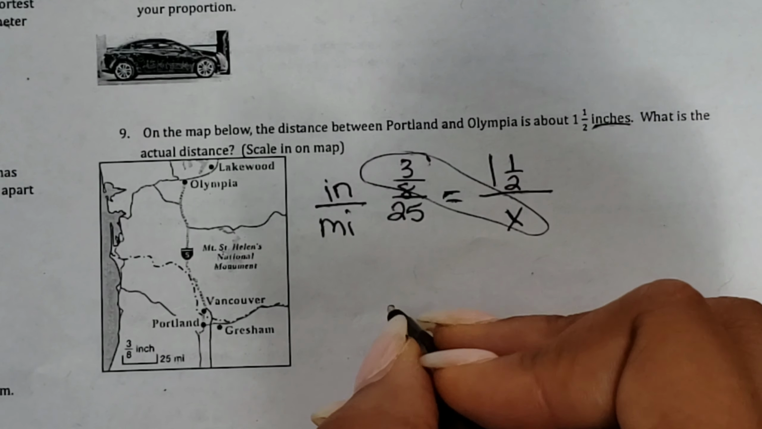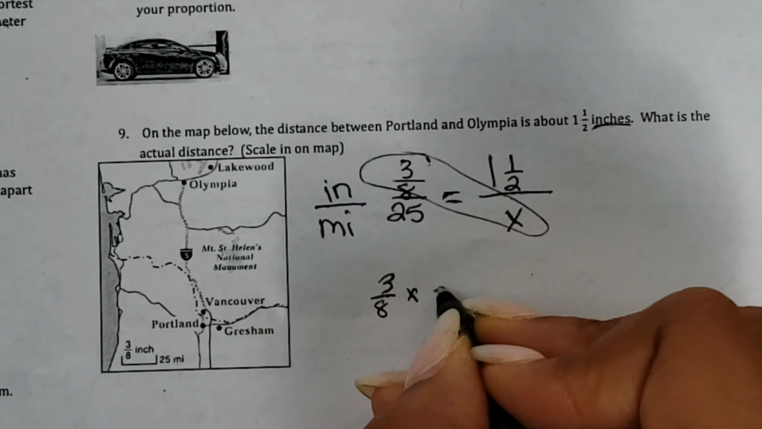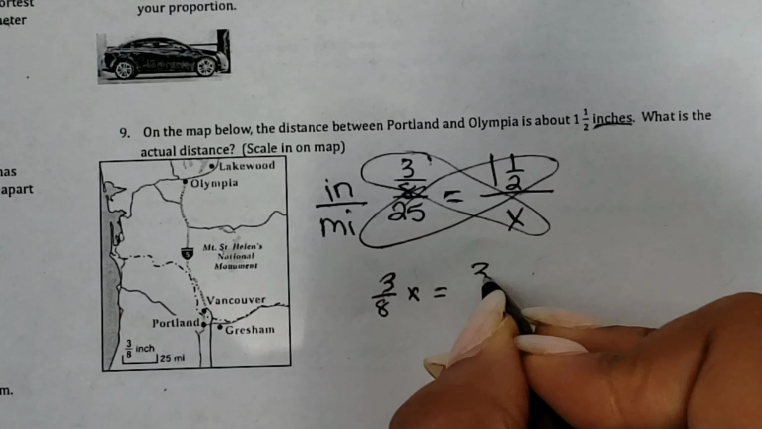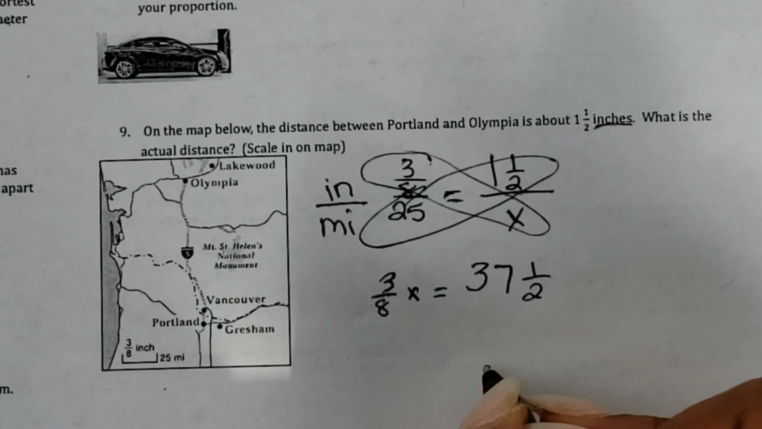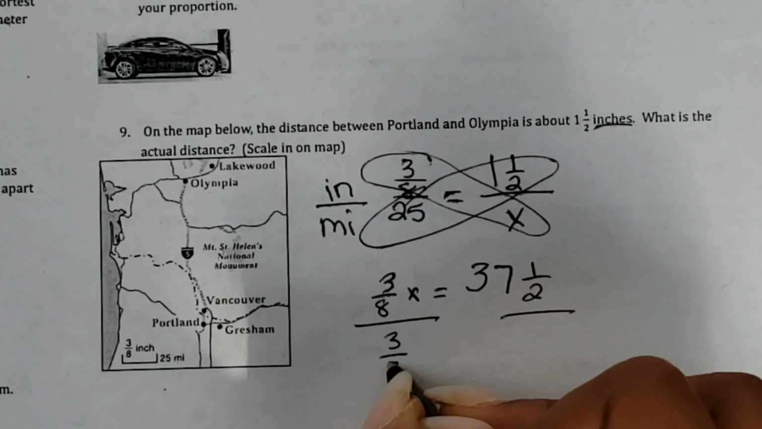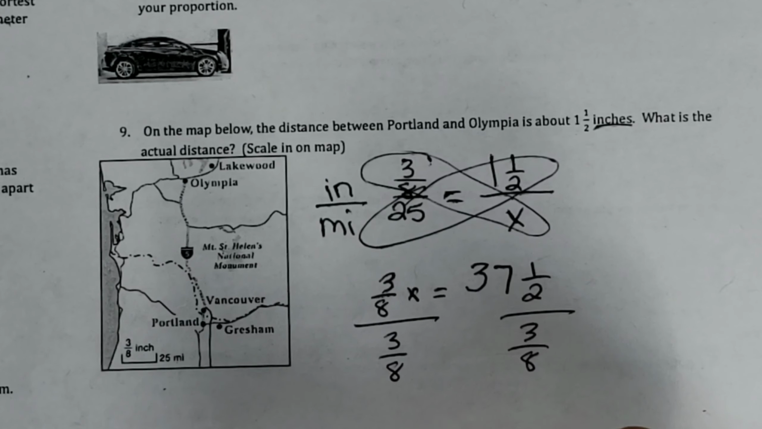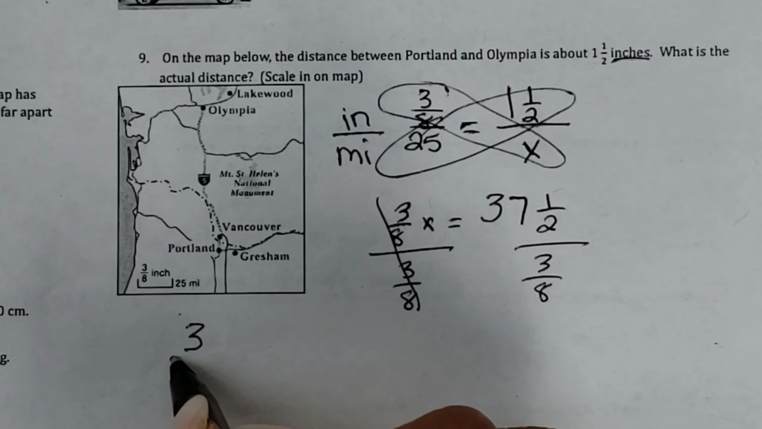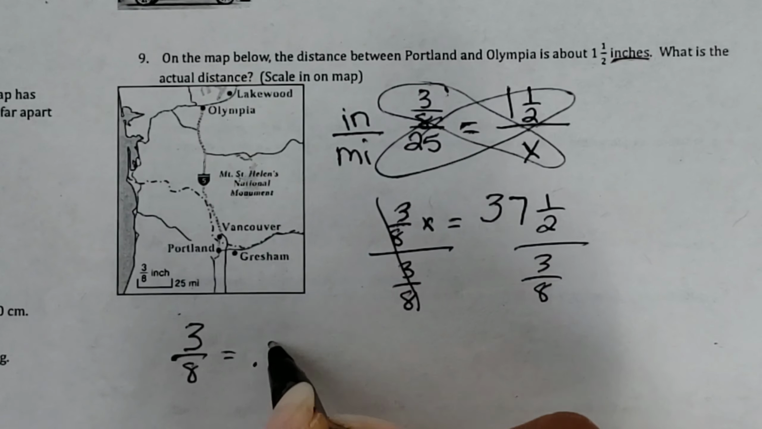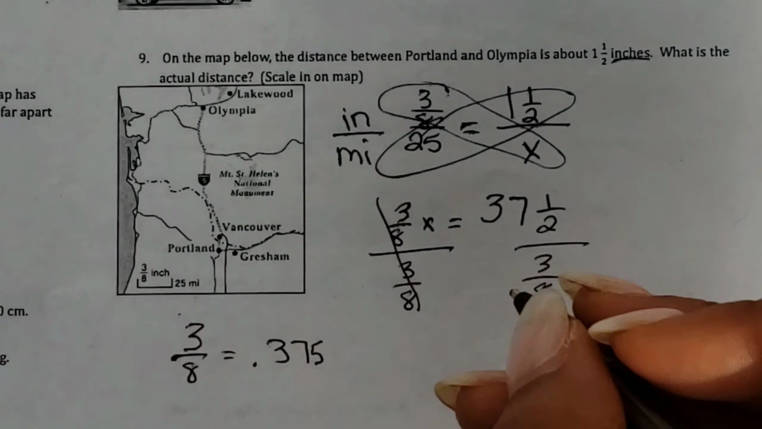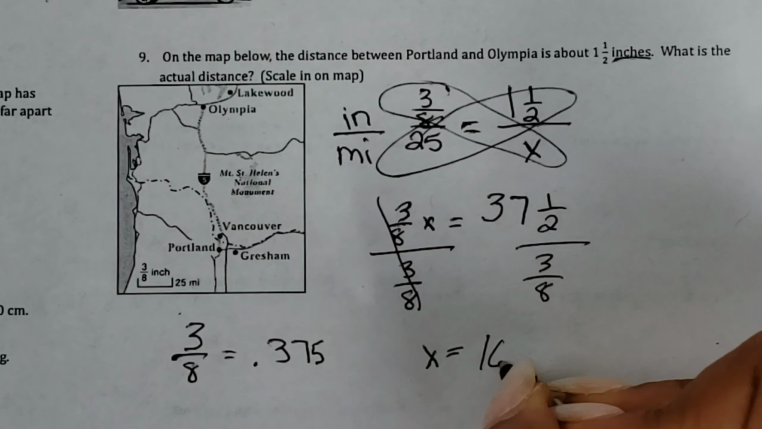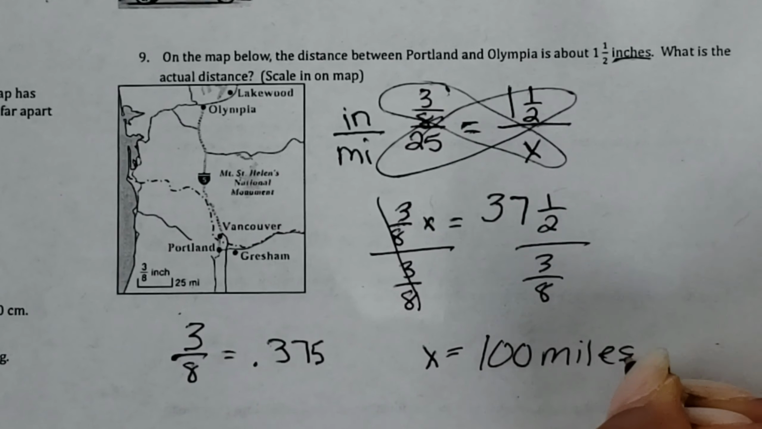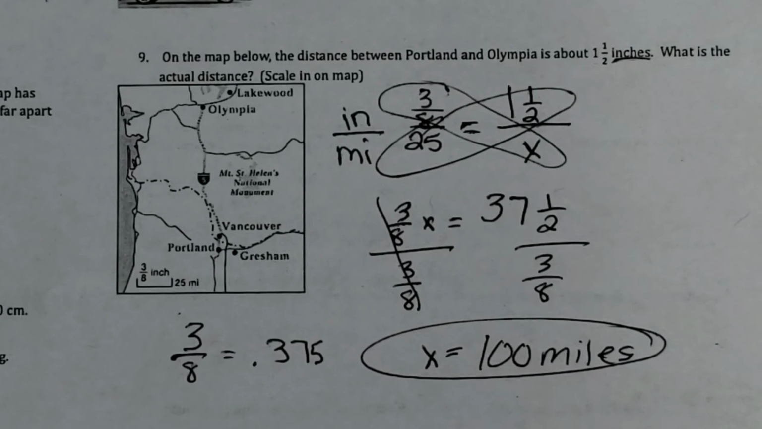Cross multiply. I'm going to get 3/8 x is equivalent to 25 times 1 1/2 is going to be 37 1/2. In your calculator, it might be 37.5. I'm going to divide both sides by 3/8. And I'm going to cancel those 3/8 out. If you're at home or you're using just your phone calculator, 3/8 is also equivalent to 0.375. So when we divide, we get x is equal to 100. And as you see, x is equal to miles lining up with miles, so it's 100 miles, and you're done.